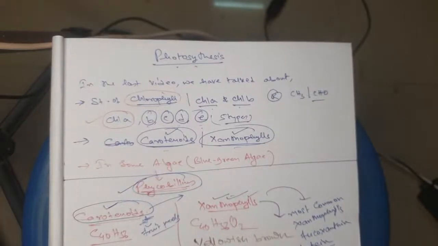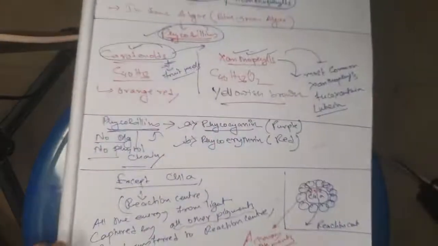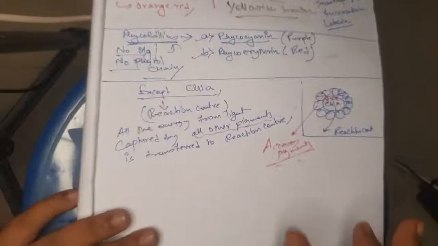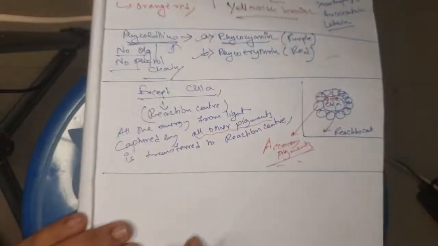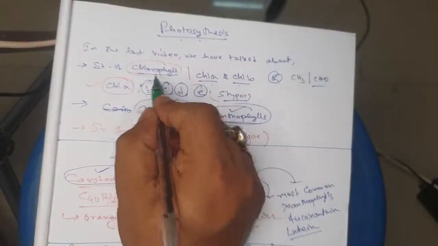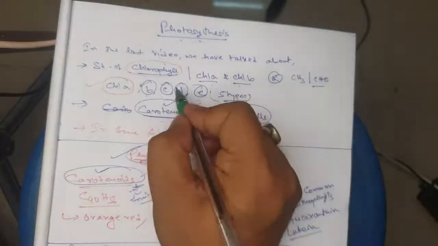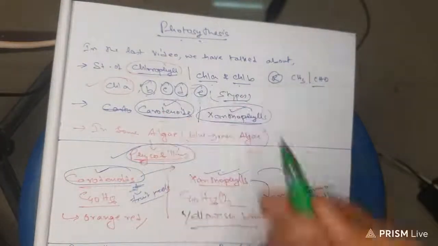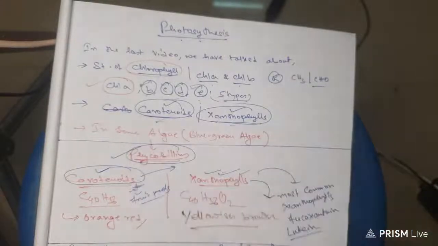I'm so sorry. Anyway, let me tell you in much more detail now. We have understood that these are called accessory pigments. Who are called accessory pigments? Chlorophyll B is an accessory pigment. Chlorophyll C is an accessory pigment. Chlorophyll D is an accessory pigment. Chlorophyll E is an accessory pigment. Carotenoid is an accessory pigment. Xanthophyll is an accessory pigment.